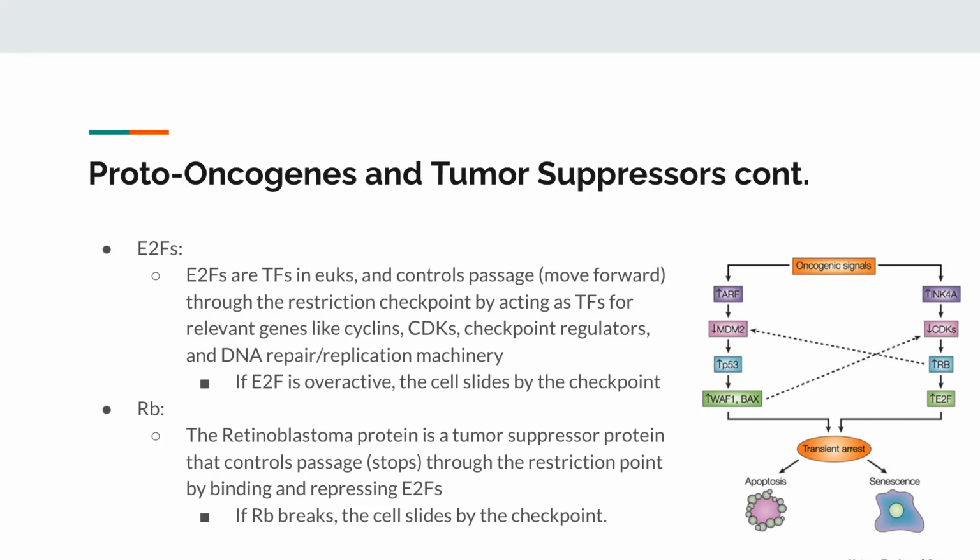What happens is RB is bound to E2F normally and keeps E2F from interacting with DNA, like sequesters it. Eventually, when you're getting the cell moving through the cell cycle, RB will get phosphorylated and it'll change the shape of the RB. So it comes off, it can no longer bind to the E2F. So E2F is now free to go and transcribe the DNA and do whatever it does. Right? So RB is a tumor suppressor, just like P53, and E2F is a proto-oncogene.